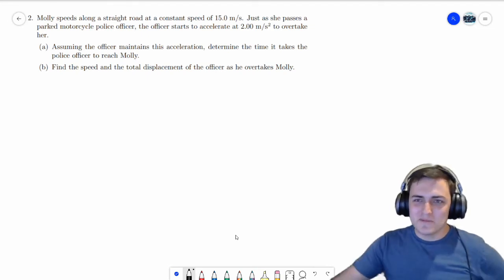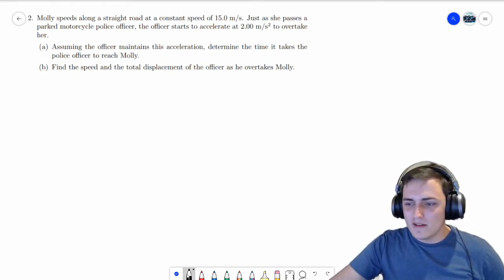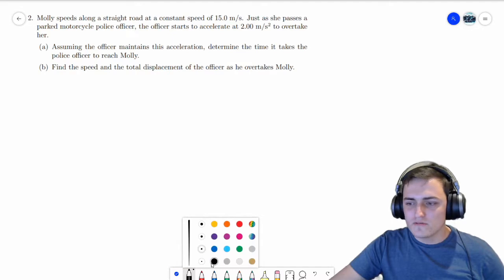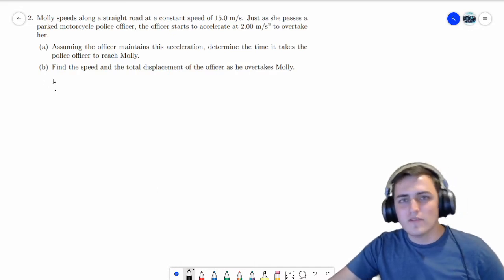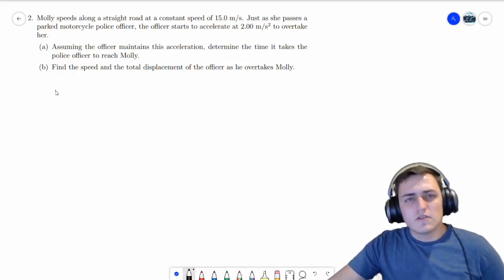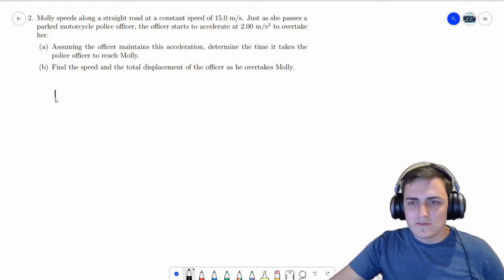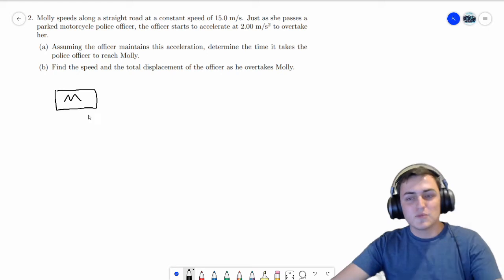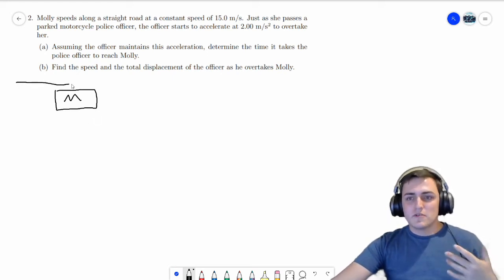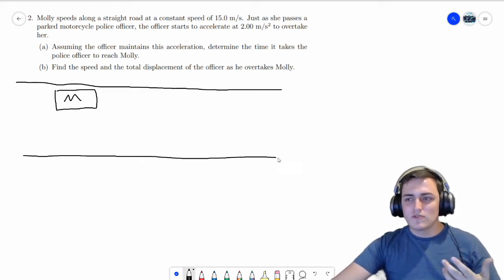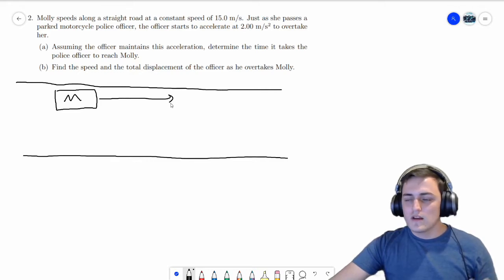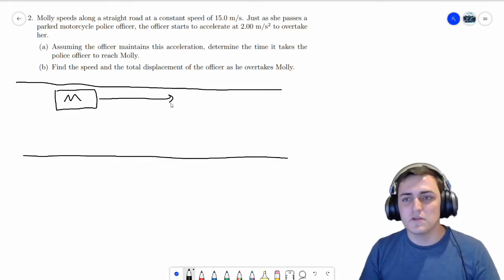Alright, so in this problem, we're going to be looking at Molly and her motion relative to a police officer. The first thing you really want to do is just draw a box, put an M in it, and this represents Molly. The first thing we want to do is provide some sort of direction and put all the information we know down.